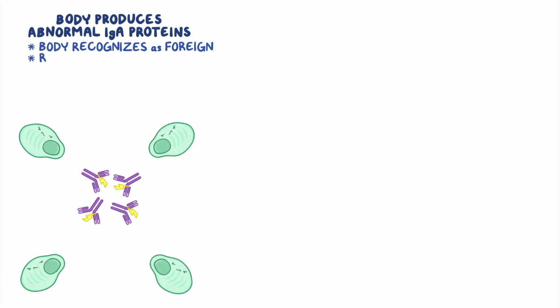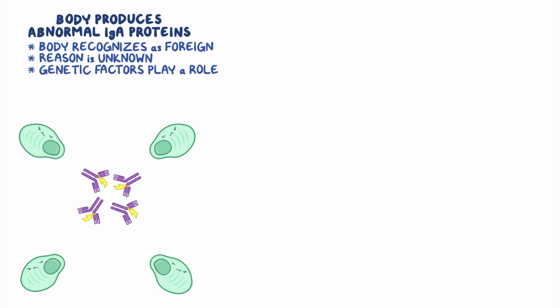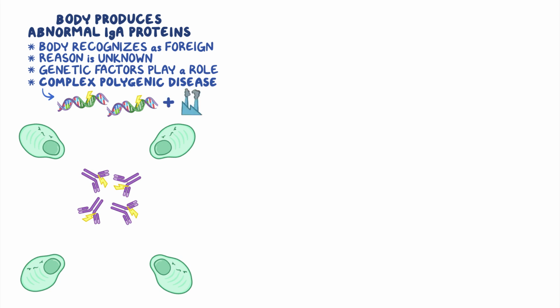Now, in IgA nephropathy, for some unknown reason, our body starts producing abnormal IgA proteins that the body recognizes as foreign. The exact reason behind production of the abnormal IgA molecules is yet to be known, but there is some evidence to suggest that genetic factors play a role in this disease. It's been suggested that IgA nephropathy is a complex polygenic disease, meaning that there are many genes along with triggering environmental factors that contribute to an individual developing the condition.